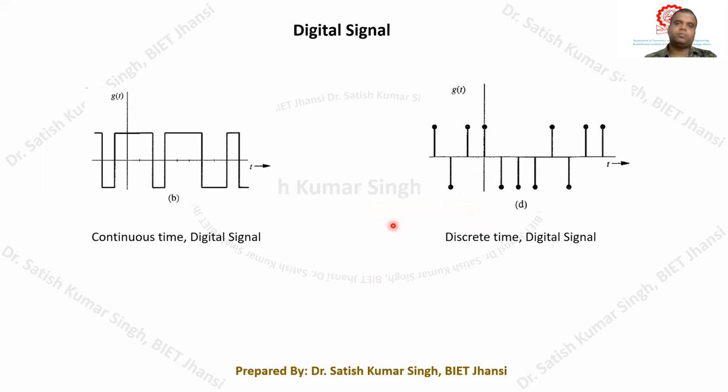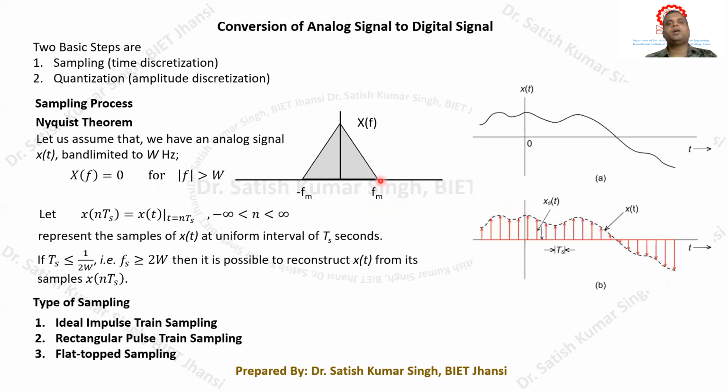So to perform that, we can see how to convert an analog signal into a digital signal. Basically, there are two basic steps you can find. The first one is sampling, which is called time discretization, and the second one is called quantization. Quantization means it is an amplitude discretization. I hope you must be able to understand from this.